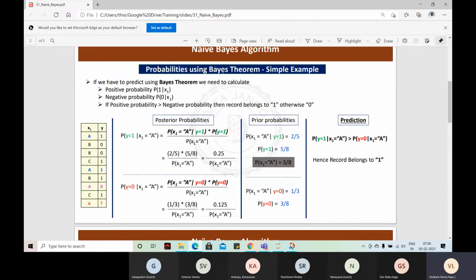How does the naive Bayes algorithm, or the probabilistic approach, do it? We calculate the positive probability and the negative probability. If positive is greater than negative, we say the record belongs to 1. Otherwise, we say the record belongs to 0. That's how the naive Bayes algorithm predicts. You got the final approach, right?